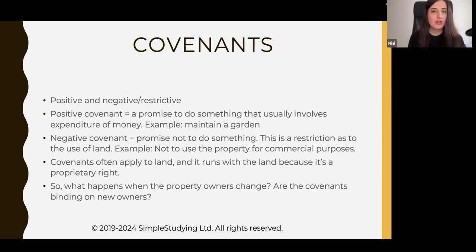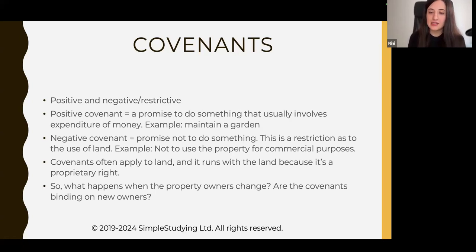Finally, we should review covenants because it's also a common thing that may come up. There are 2 kinds of covenants, positive and negative, or restrictive. Negative and restrictive covenants are the same thing. A positive covenant is a promise to do something that usually involves expenditure of money, for example, to maintain a garden. A negative covenant is a promise not to do something, for example, a restriction on using the property, such as not to use the property for commercial purposes. That's a promise not to do something.